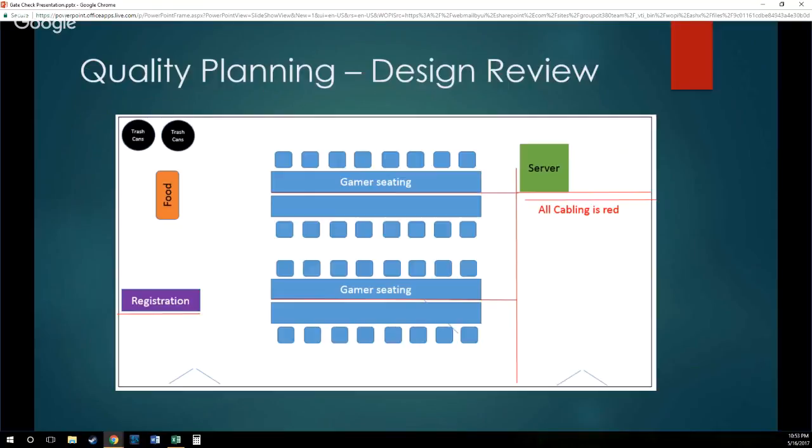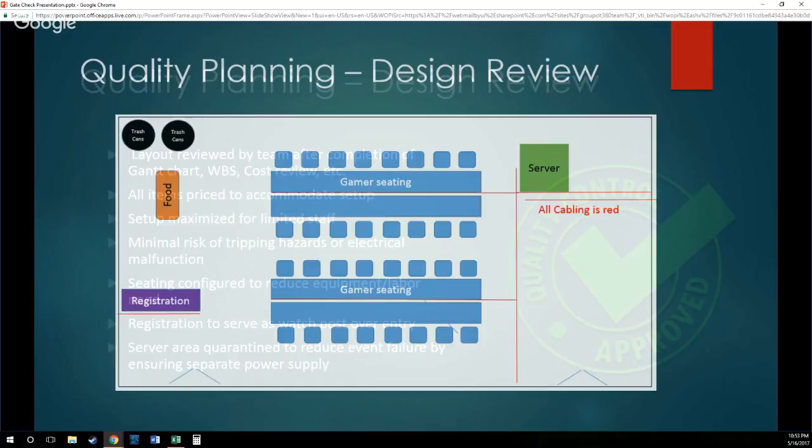Quality planning and design review has been completed for the event. The shown diagram details how all of the different equipment and services will be provided in the event. As you can see, it is color coordinated to help with any confusion as well as labeled.